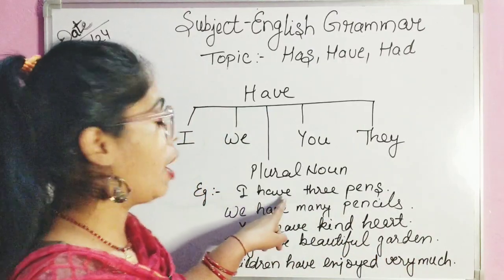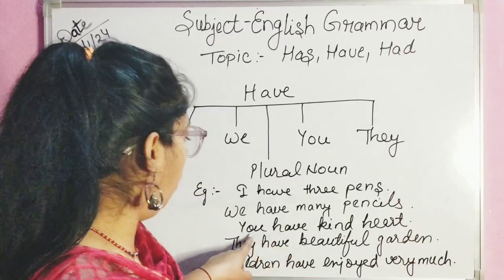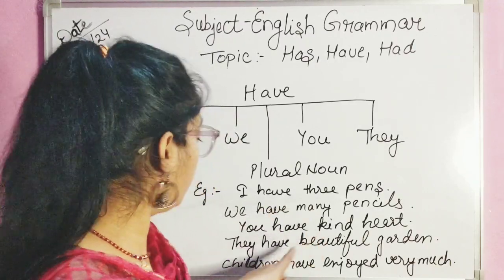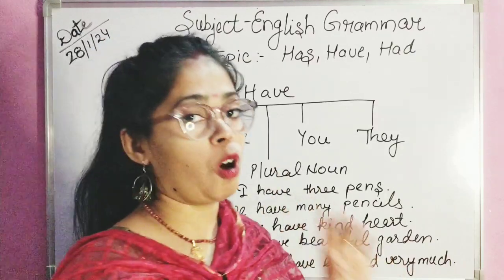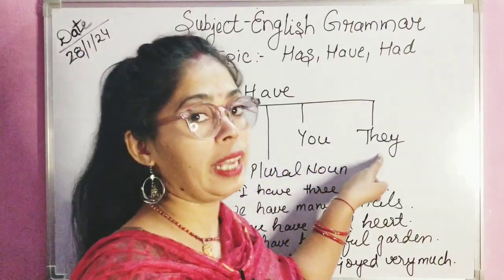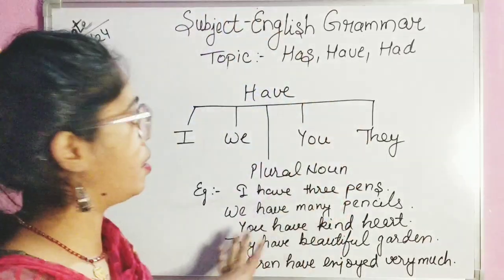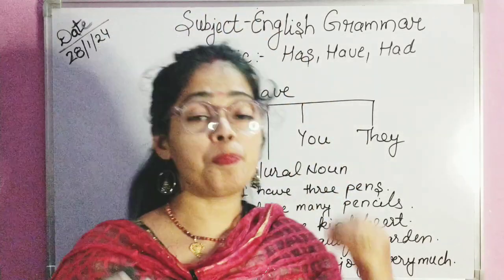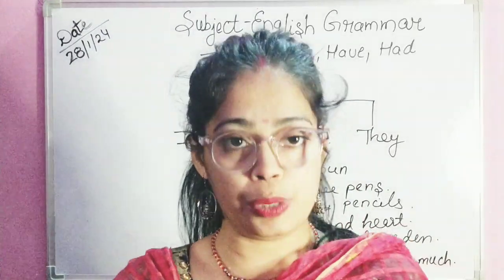Okay, so children have enjoyed very much. So with I, have is used. With you, have is used. With we, have is used. And they, have is used. Okay, remember, have is always used with I, we, you, they and plural noun. Okay, you can write down these examples in your copy, students. I hope this concept is clear to you, where to use have and where to use has.